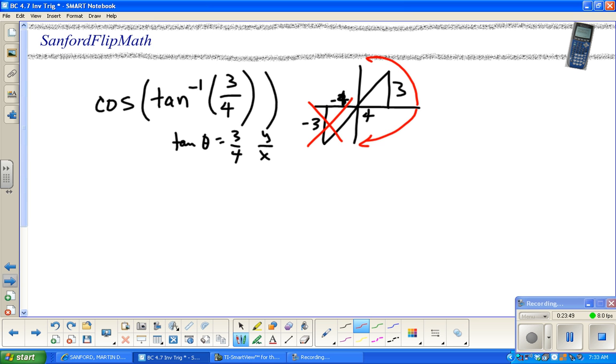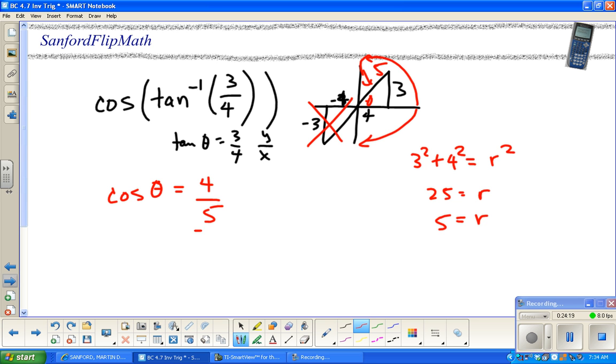So now what we're going to do is figure out cosine for this, and in order to do that, I need a hypotenuse. So this feels more like back in the first half of chapter 4, way back when we were doing opposite over adjacent and all that kind of stuff. And in this case, adjacent over hypotenuse. So we need to know the hypotenuse. 3 squared plus 4 squared equals r squared. So this is 25. Okay, so cosine is adjacent over hypotenuse, and we're there.